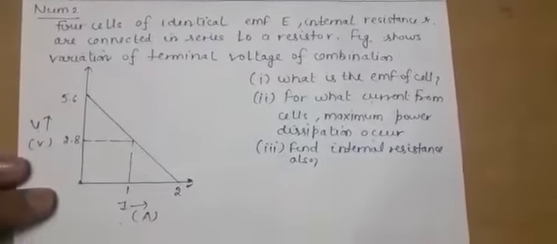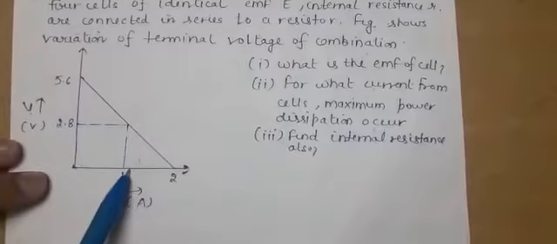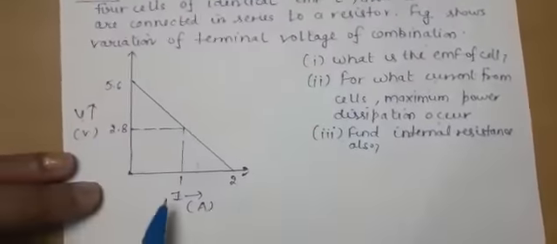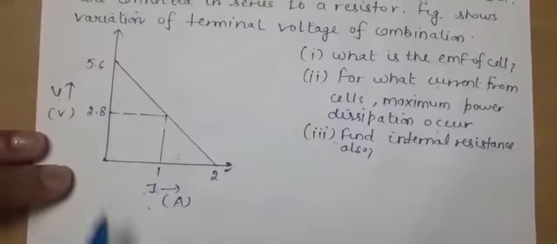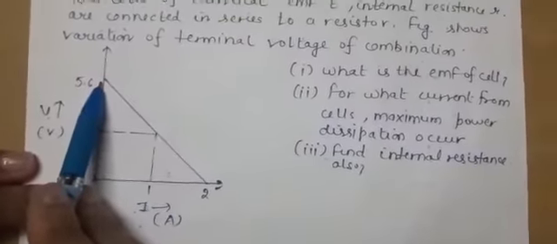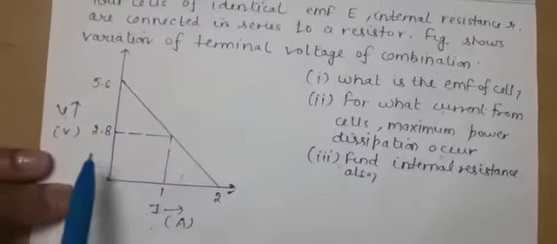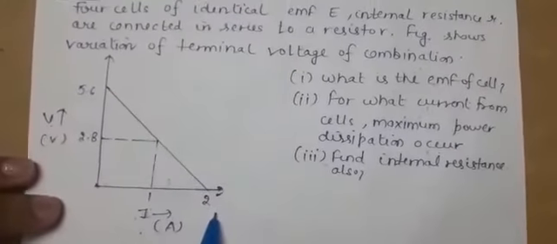So see, only a graph has been given. As I have explained this graph when I introduced the concept of internal resistance, when we plot a graph between V and I, the graph will be like this. See, terminal voltage at this point is 5.6, and corresponding to current of 1 ampere, terminal voltage is 2.8, and the maximum current is 2 ampere.